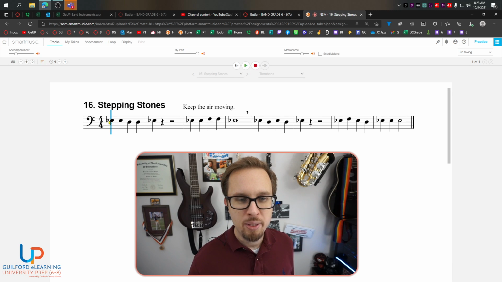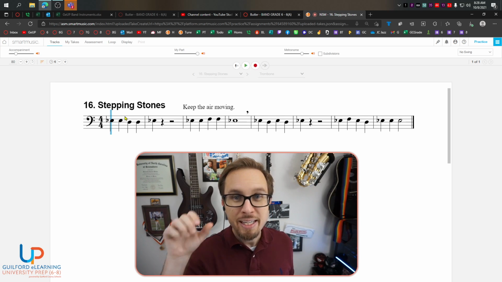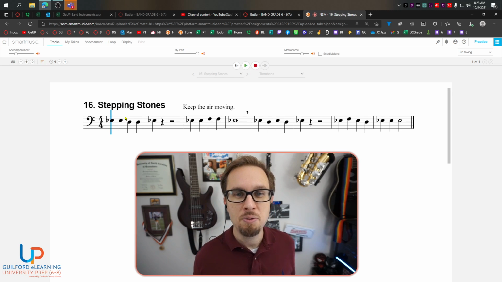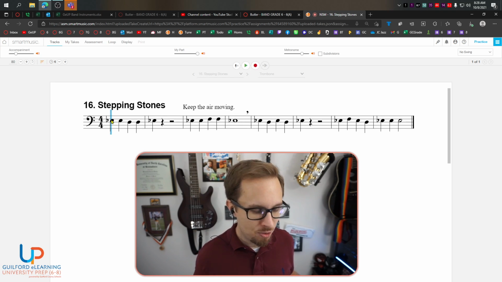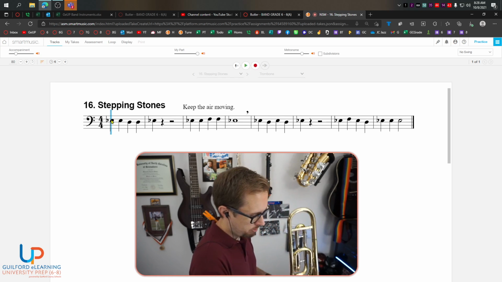So what letter name do we have here? We have an E flat, right? And is this going to be another E flat? Yes, because accidentals carry through the measure, right? That's our rule in music. So both these will be E flats. And do you remember what position E flat is? 3, that's right. And what does it look like on the trombone?